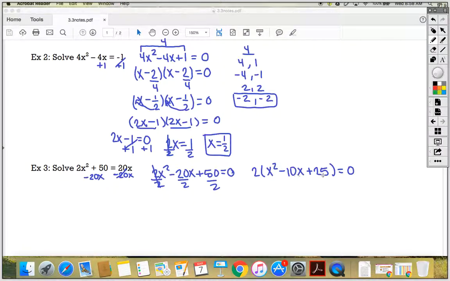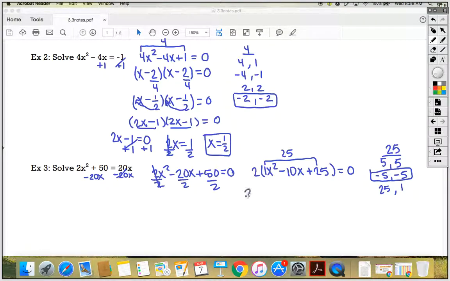Okay, we are now factoring this part in the parentheses. Now we have that 1 in front. So 1 times 25 is 25. And I come up with factors of 25. 5 and 5, negative 5, negative 5, 25 and 1. Trying to figure out what adds up to negative 10, which will be negative 5 and negative 5.